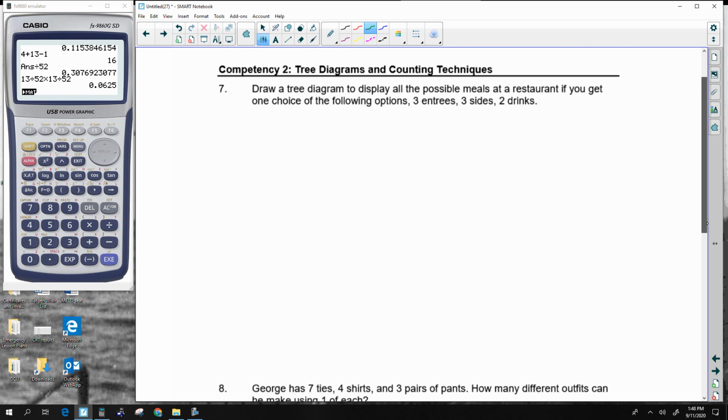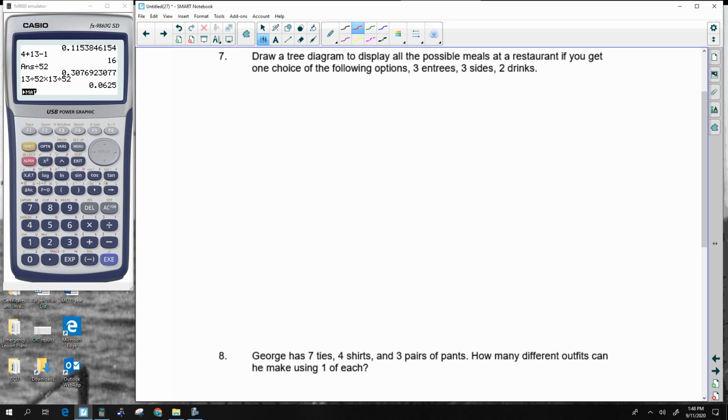Draw a tree diagram. 3 entrees, 3 sides, 2 drinks. So 3 entrees, 3 sides, 2 drinks. 18 total. All right, so there's 18 total. The last option is drinks. 1, 2, 3, 4, 5, 6, 7, 8, 9, 10, 11, 12, 13, 14, 15, 16, 17, 18. Ooh, I did fit it in. All right, and so there's 2 of those.